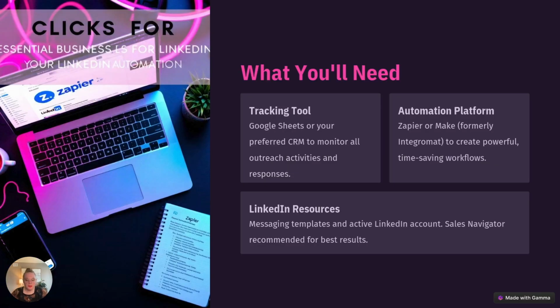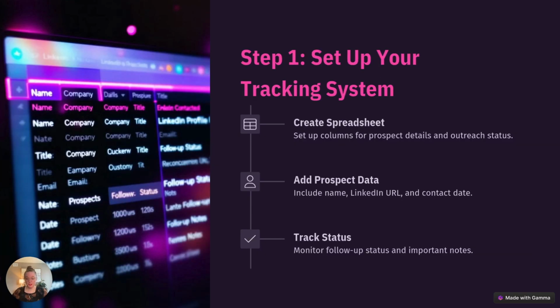What I'm going to be talking about in regards to this automation process is essentially automating your LinkedIn outreach. There's going to be three things that you're going to need. You're going to need a tracking tool, an automation platform, which in this one I'm going to be talking about Zapier, and then your LinkedIn resources. So first, you're going to want to set up your tracking system.